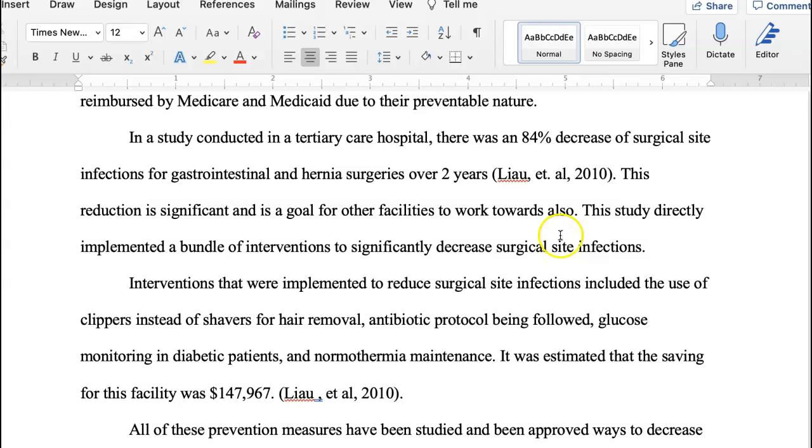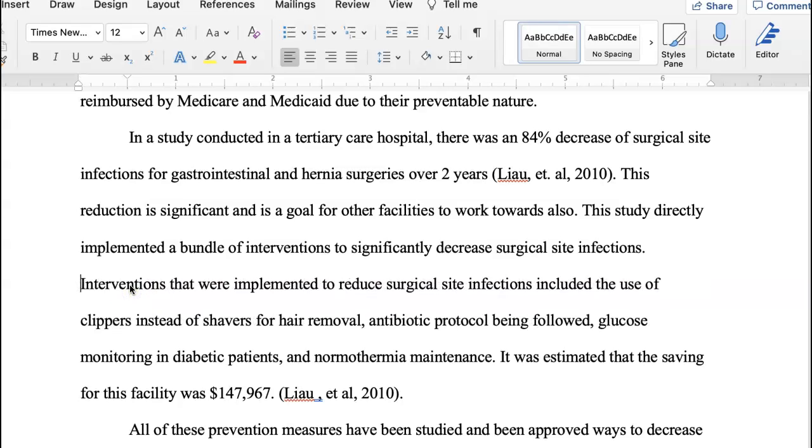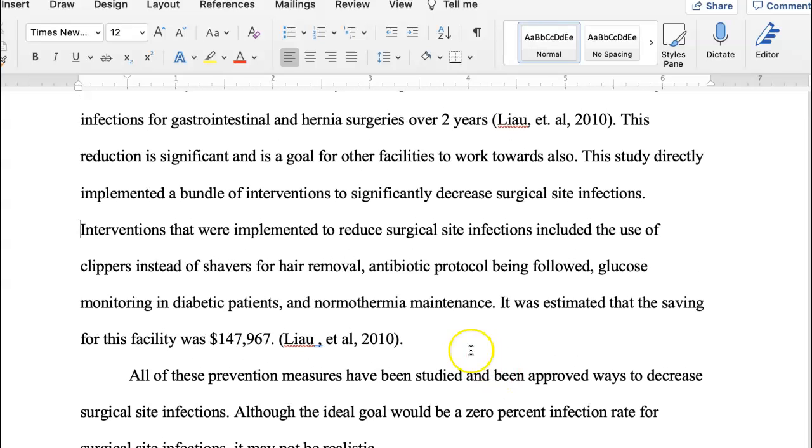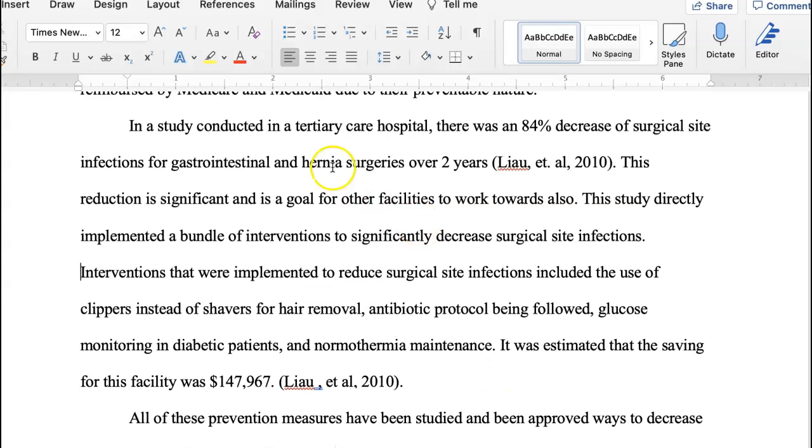And then I think that you did a great job giving an example of, in a tertiary care hospital, here's what happened. So I don't think you would need to make this a new paragraph because it's still the same topic and the same thing. So you have a lot of teeny paragraphs. Just be careful of that. If it's the same information, you don't have to do that.